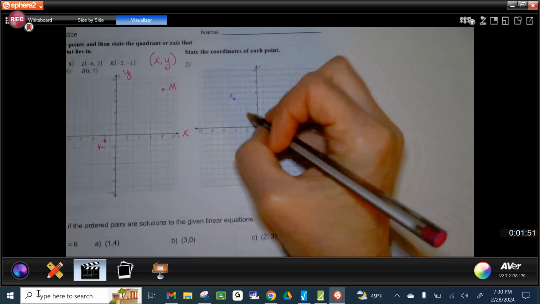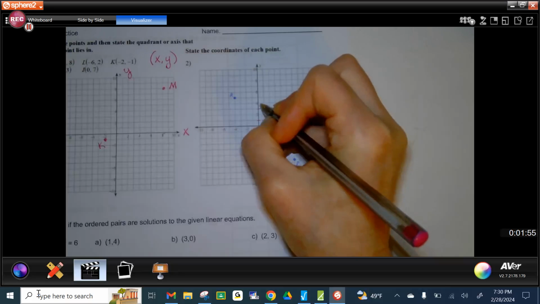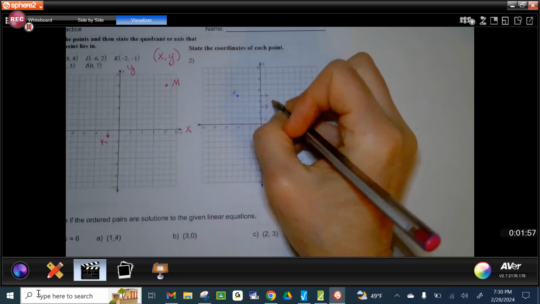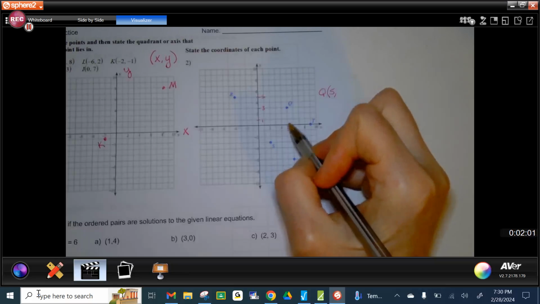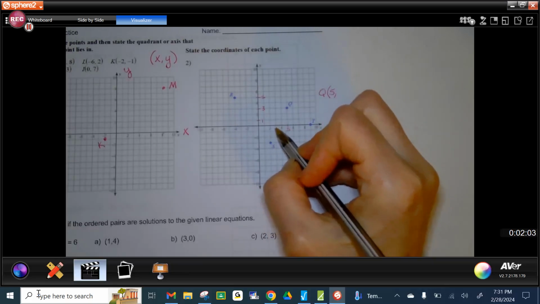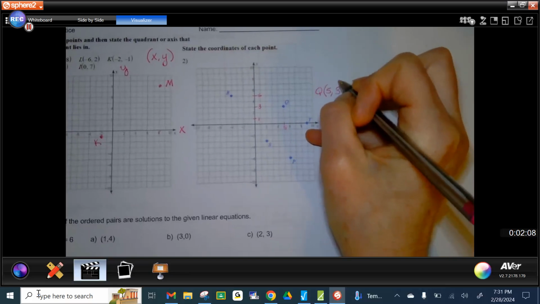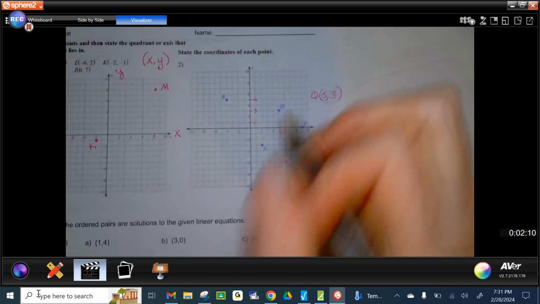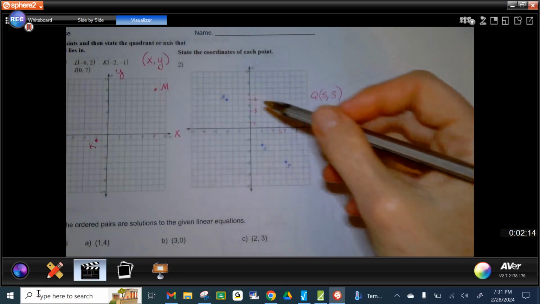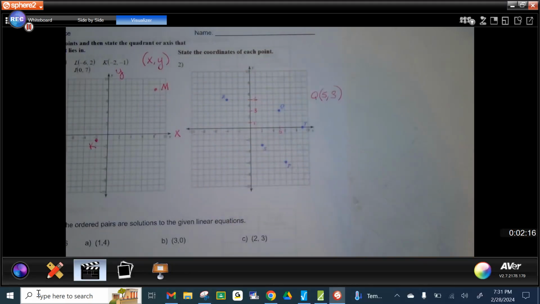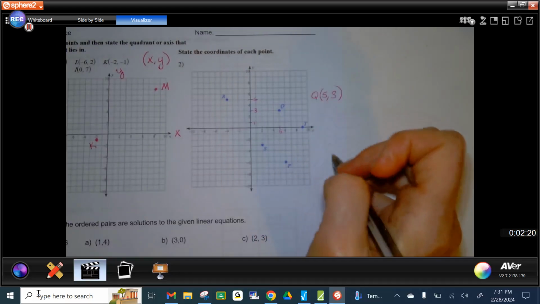And if it helps you, you can fill in these missing numbers. This is a 1, this is 2, this is a 3, this is 4, right? This is a 5. So we're at 5 in the x direction. 1, 2, 3, 4, 5. And then we're at 1, 2, 3 in the y direction. So that's that point right there. That's the coordinates. Okay? And now you can do the rest of these. R, S, T, and P.